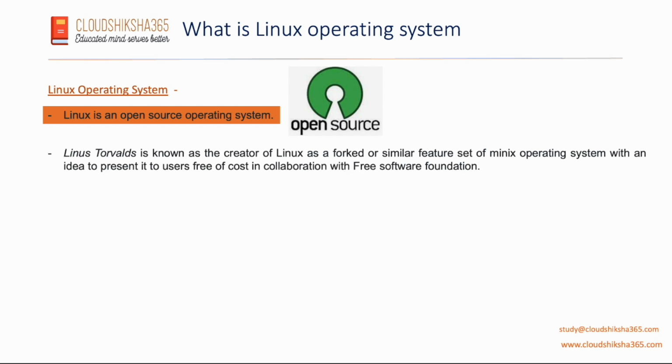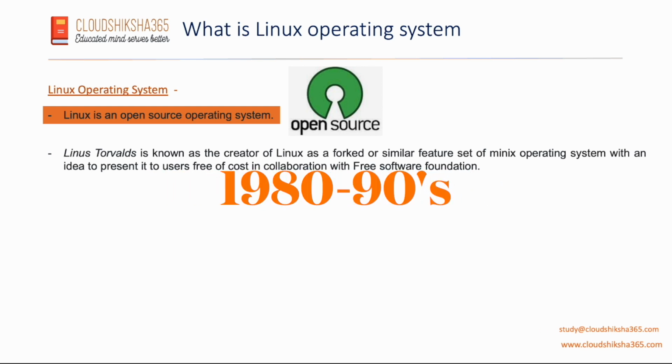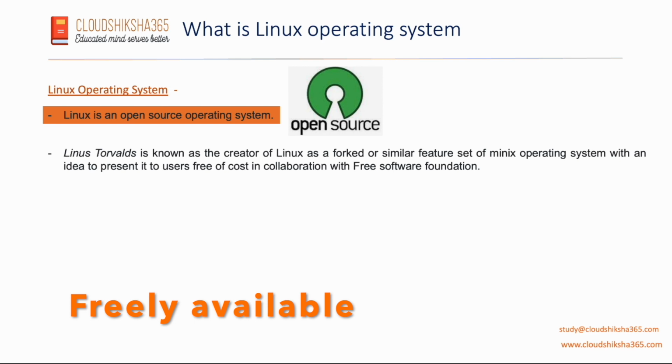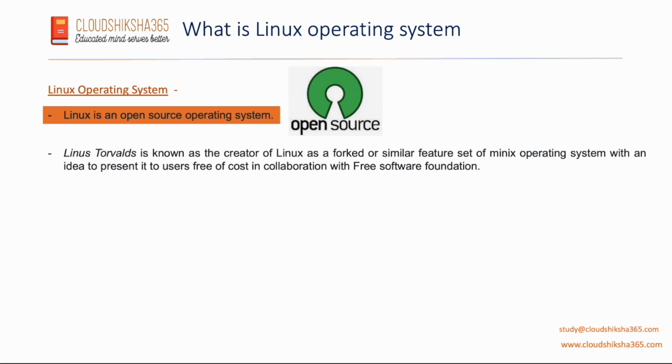He forked or created similar features from one of the existing operating systems at that time, Minix. I'm talking about the 1980s when this was developed by Linus Torvalds. He was also supported by the Free Software Foundation, and this is available free of cost to the users. When I talk about forked or similar features, it means that he rewrote the kernel and added modules or features into that operating system which were more user friendly or presented in an easy way, and most important, freely available for everyone.